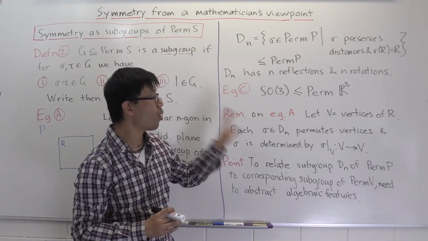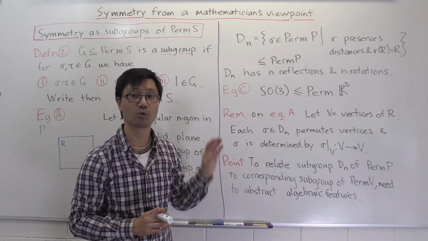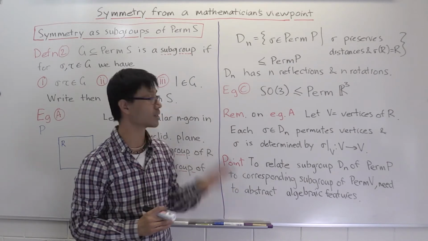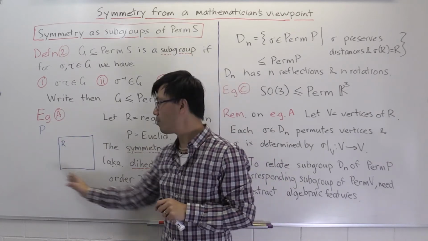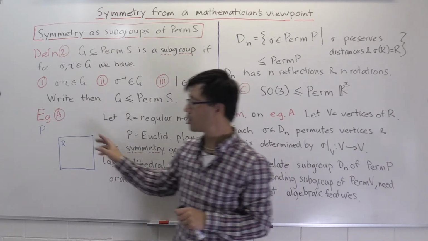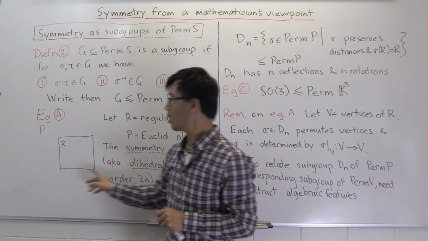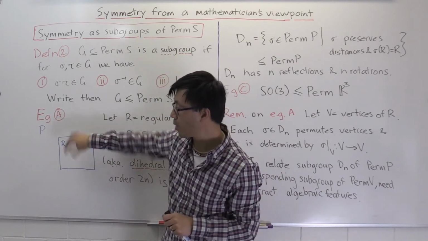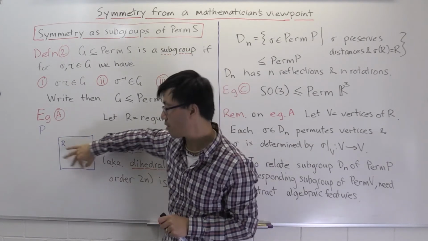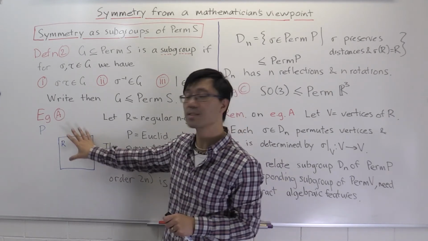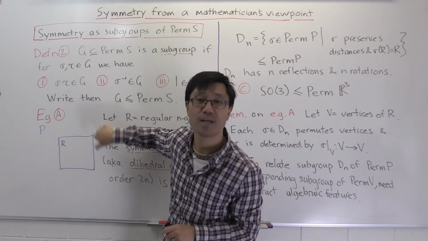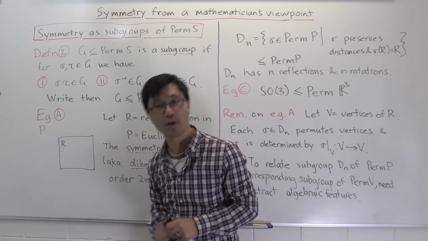I want to make an important remark to motivate the definition of a group, which is yet to come. It goes as follows. Suppose you look at this regular n-gon here. What you can do is look at the symmetries of that. There are various isometries of the plane which map this regular n-gon back to itself. And of course, since it's like that, it has to send all the vertices back to the vertices.